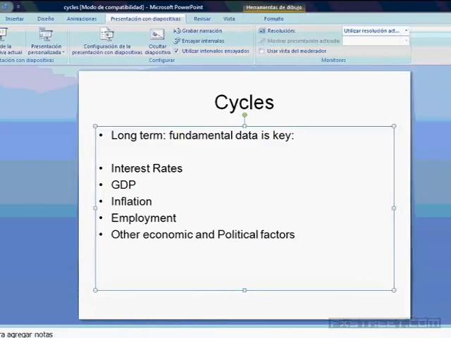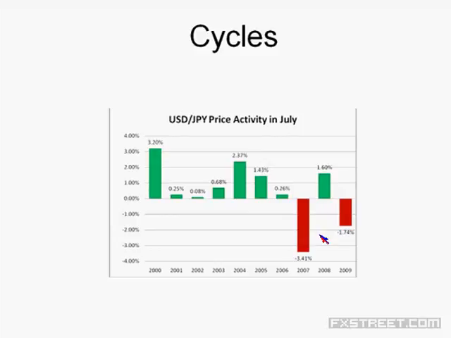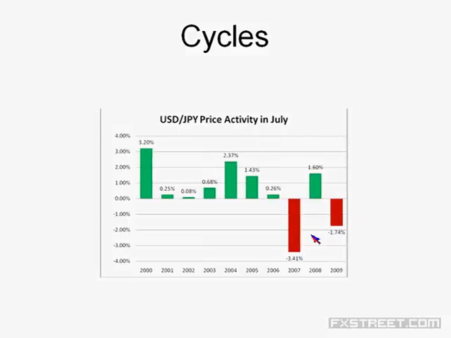Anyway, another way to take a look at cycles, and I love this one, is to see the behavior of a certain currency pair in a certain month of the year. This is an example of dollar Japanese yen price activity in July, 10 years of activity here. What is it telling us? Despite exceptions, price tends to rise over July. I know this is something we need to take a look at.